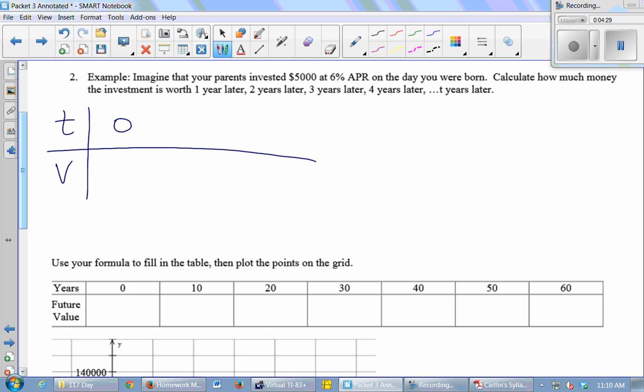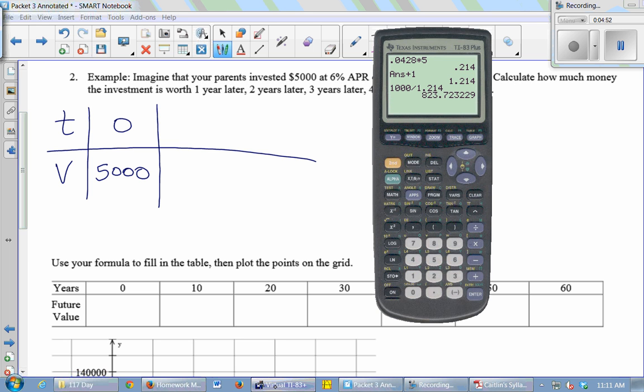So at year 0, the value of the account is $5,000. 1 year later, it's going to be 6% more. So how do we increase by 6%? Times by 1.06, or take 0.06 and add it to the original 5,000. So I'm going to multiply 5,000 by 1.06. The 1.06 is because I keep 100% of that $5,000, that's the 1, plus an additional 6%, that's the 0.06. So that's $5,300 1 year later.